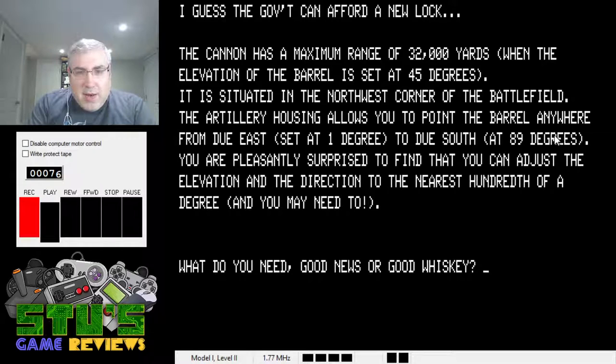I guess the government can afford a new lock. The cannon has a maximum range of 32,000 yards, the elevation of the barrel set at 45 degrees, situated in the northwest corner of the battlefield. Artillery housing lets you point the barrel anywhere from due east, set at 1 degree, to due south at 89 degrees. You're pleasantly surprised you can adjust the elevation direction to the nearest hundredth of a degree that you may need to. What do you need, good news or good whiskey?